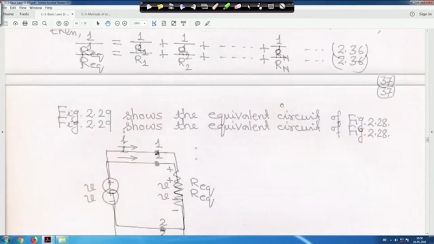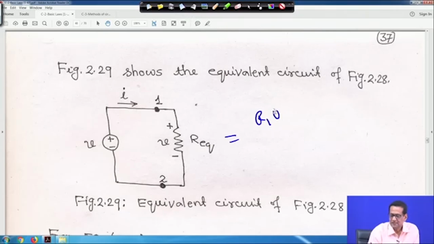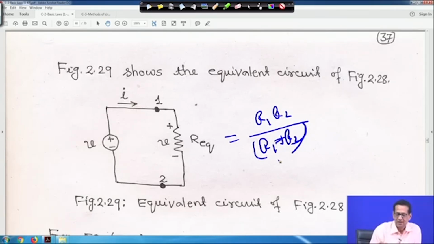So, figure 2.29 shows the equivalent circuit, that is your Req. Req means this is the equivalent circuit, right, basically your Req is equal to R1 R2 by R1 plus R2, right. This is node 1, this is node 2. Across Req the voltage impressed is V, the same voltage V will be impressed. So, V is equal to I into Req, right. So, if you write V is equal to I into Req, right.